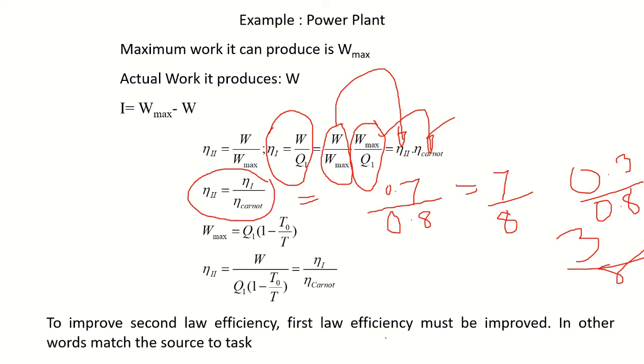To improve second law efficiency, we need to improve the first law efficiency. This can be done by matching the source to the task. With this we complete the discussion on availability, and we will work out some examples in the next session to understand this. Thank you.